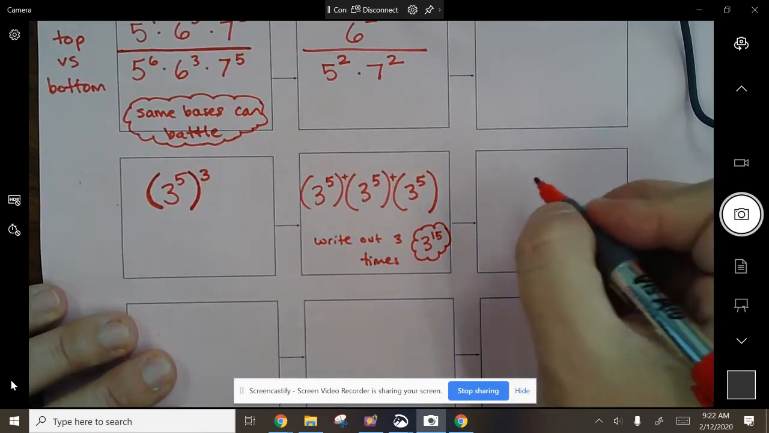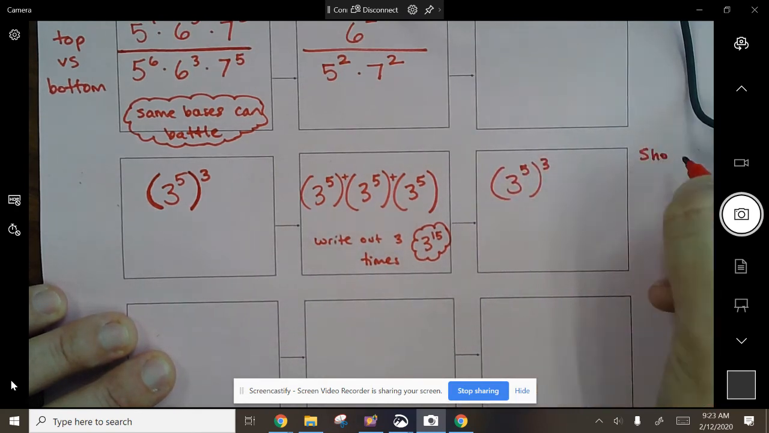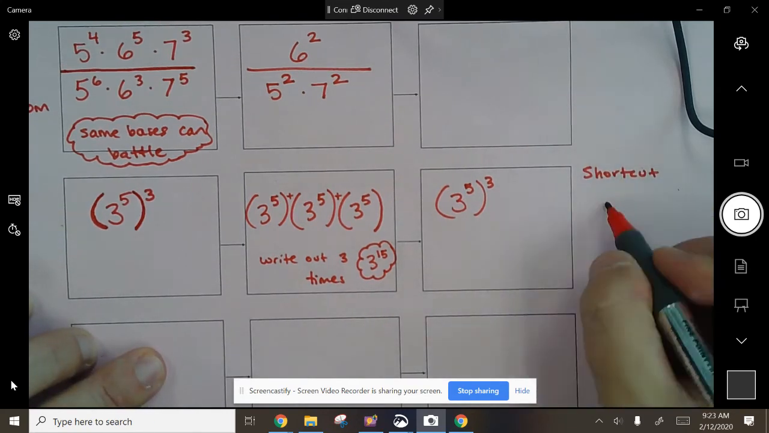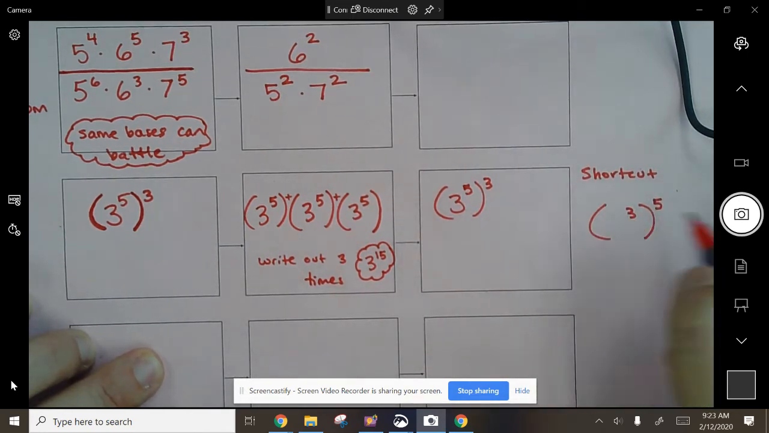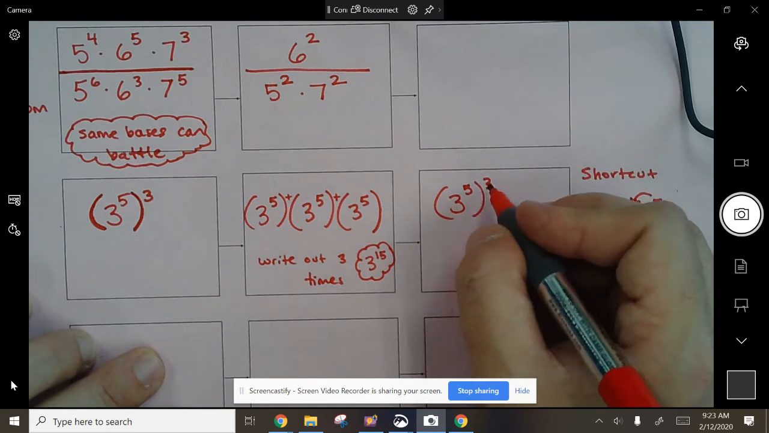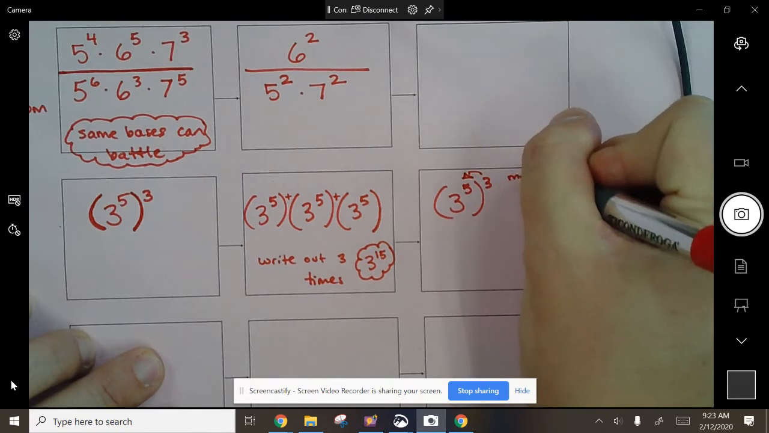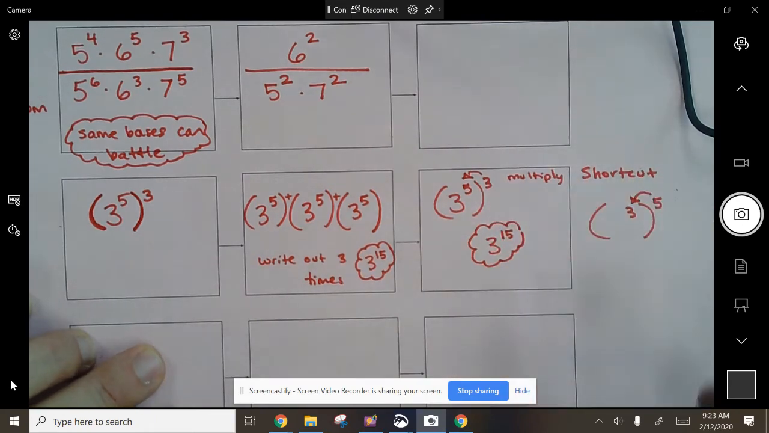But you don't have to do that. There is a shortcut. And we're going to talk about the shortcut. And that shortcut is when there is an exponent inside and on the outside. I know I changed up the numbers, but it's okay. When there's exponents like this, you're allowed to simply multiply the exponent. Okay? You're allowed to do that. So this 3 to the 5th, to the 3rd power, is going to be just multiplication. And you're going to get the same answer, right? 3 to the 15th. So that's the shortcut. You're allowed to do that.